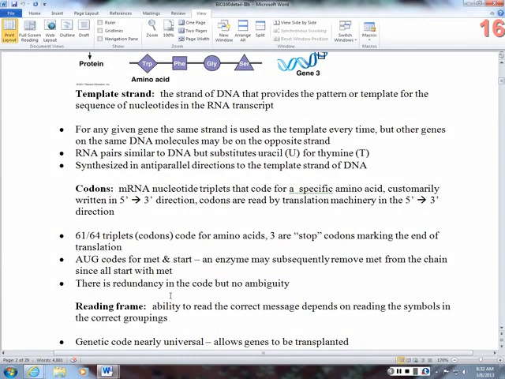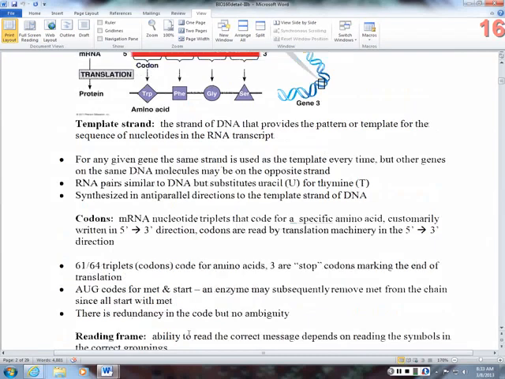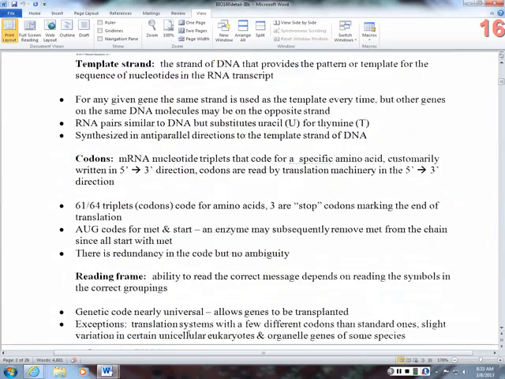So in the code there is redundancy where you can have multiple codons code for the same amino acid, but there's no ambiguity. There's no one codon that's going to code for 2 different amino acids and be an either-or situation.